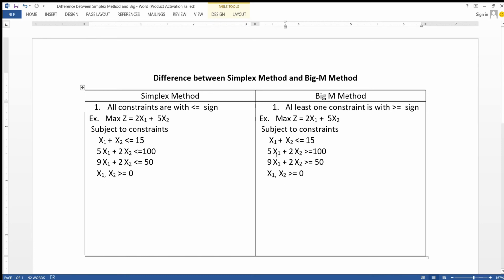But in another constraint, 5x1 plus 2x2 greater than or equal to 100, the sign is greater than or equal to. In the third constraint, 9x1 plus 2x2 greater than or equal to 50. So in all three constraints, one constraint is with less than or equal to sign, and these two constraints are with greater than or equal to sign, and x1 and x2 are greater than or equal to 0.